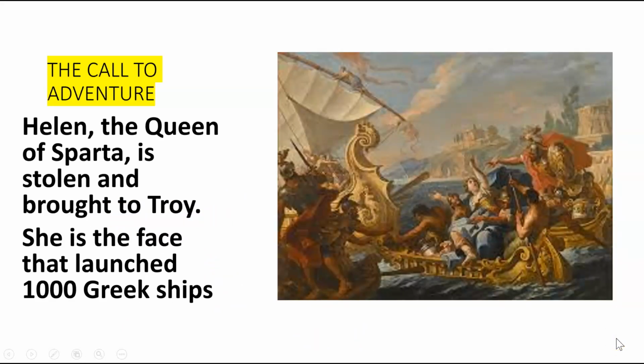The next version is the call to adventure. Well, Helen, the queen of Sparta, is stolen and brought to Troy. She actually does end up falling in love with Paris, who is the guy that stole her, and really loves him in the end. But regardless, she is taken from Menelaus, her husband, who's king of Sparta. She never really liked Menelaus. He's kind of a jerk. His brother, Agamemnon's even worse. However, Helen is known as the face that launched 1,000 ships. So because Helen was stolen, all the Greek city-states want to go get her back and start the Trojan War.